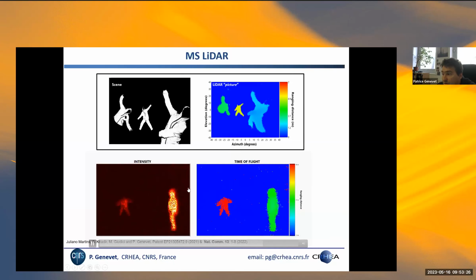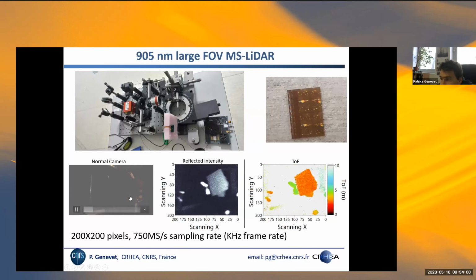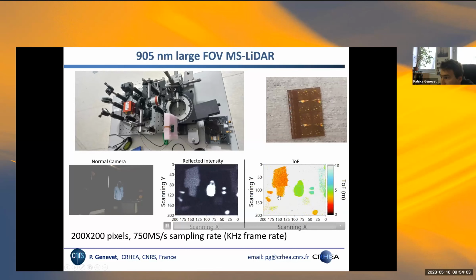So I'm finishing this presentation by saying that we have been able to develop now the system working at 905. We can have a 905 system for LiDAR that uses one of these metasurfaces that are fabricated using deep UV lithography from ST Microelectronics. And I'm just going to switch off the sound here because it's very noisy otherwise. Yes, and I'm going to show you the actual videos at 905, where you have the normal camera, the reflected intensity, and the actual time of flight, where you see again people that are able to exchange a ball. You see them moving back and forth.